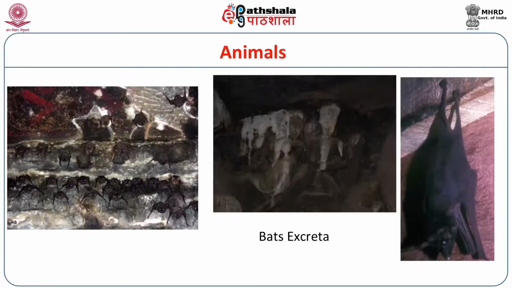You can see how the bats have badly affected the structure. You can see the black patches over the painting layers. Particularly, these are some of the painting layers in Ajanta and Ellora where the bats have inhabited, and that makes the whole area into black patches.